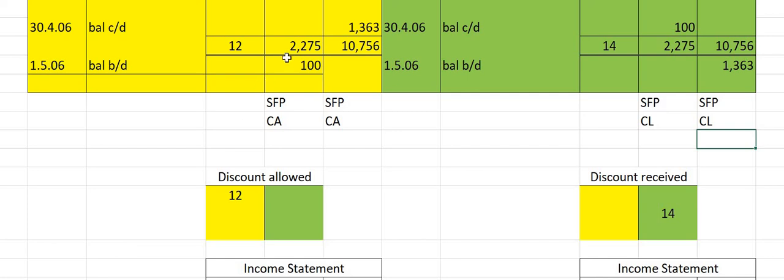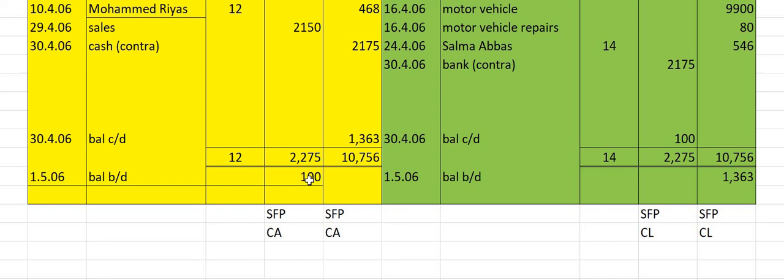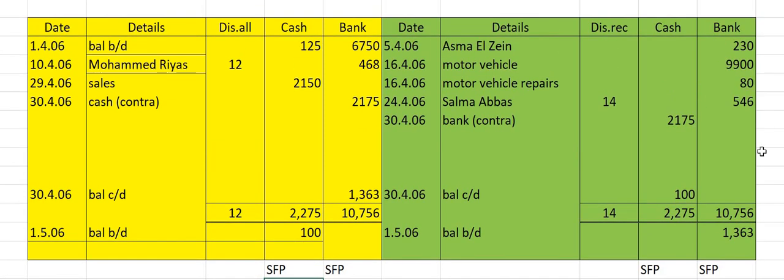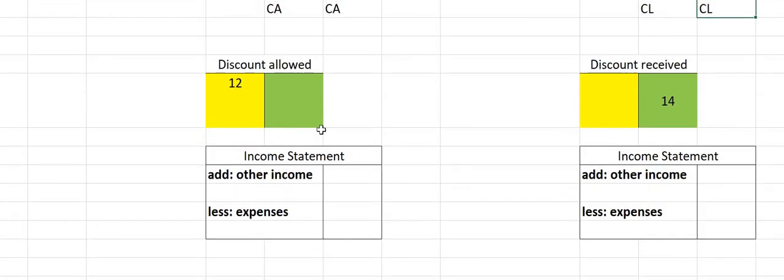Got it? This closing balance of cash, 100, will go to the statement of financial position under current assets. And this closing balance of bank has a credit balance. It goes to the statement of financial position under current liabilities. Right? Now you know discount allowed is an expense. So you need to specify this discount allowed in the income statement under the category of expenses. And how much is the value? 12.